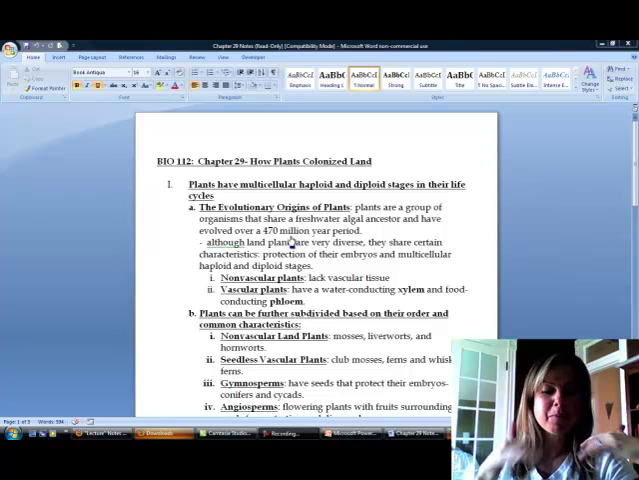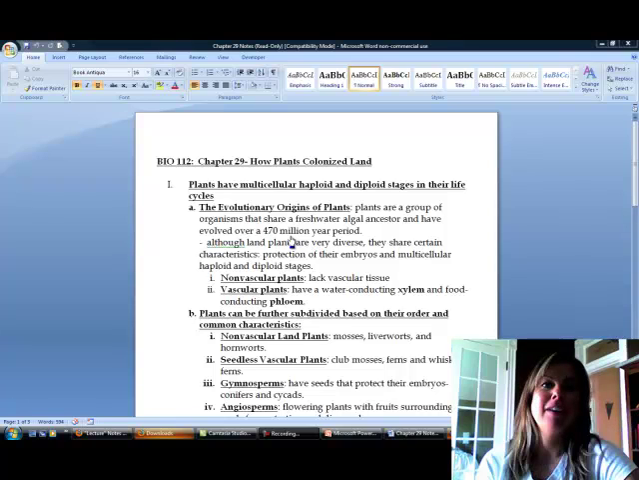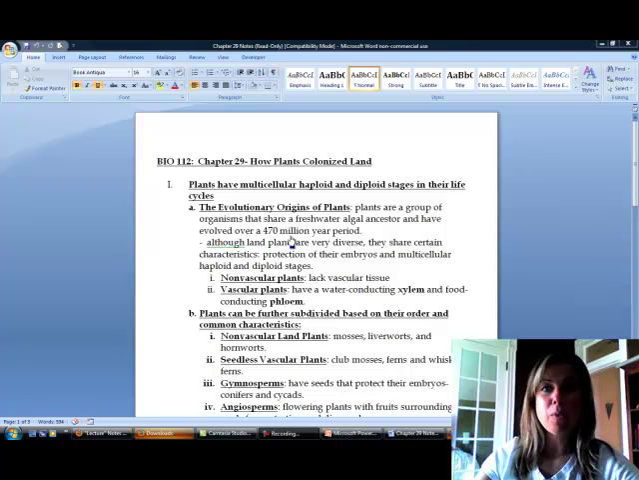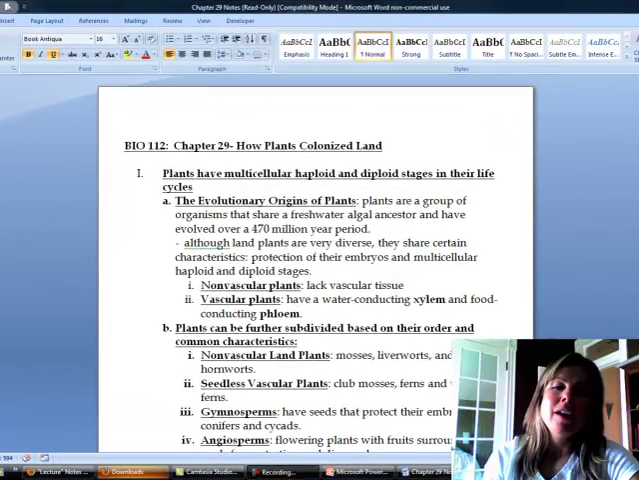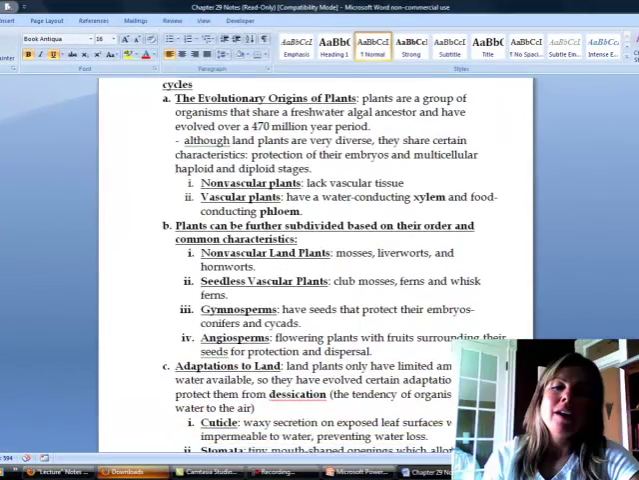So the most primitive types of plants that are out there are what are called non-vascular plants. And obviously that means they don't have vascular tissue, which means they don't have a xylem or a phloem. So they have no way of conducting water and nutrients throughout the plant, and so they tend to be really small as a result of that. Then you've got the vascular plants, and they're more advanced, and those have a water-conducting xylem and a phloem to conduct food.